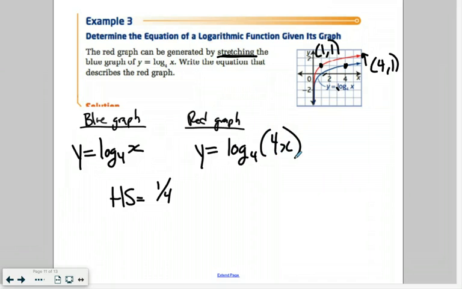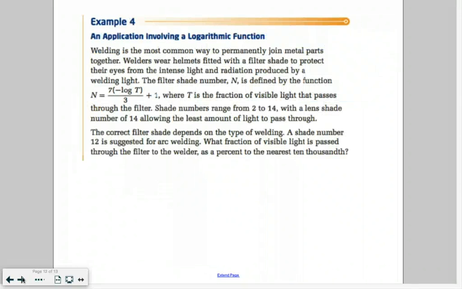So that would be my equation of my red graph, right? Look at the things that stayed the same and look at the things that have changed. The vertical asymptote hasn't changed, so that indicates there's been no horizontal translation. The X intercept has changed, so that indicates there's been a horizontal stretch. The X values have been affected and not the Y's.